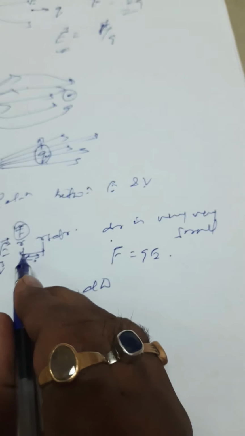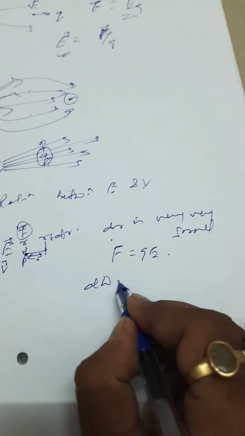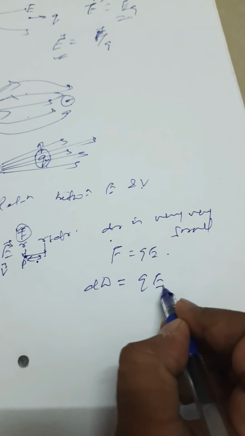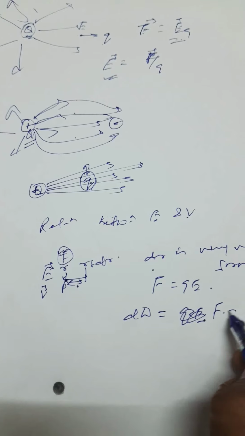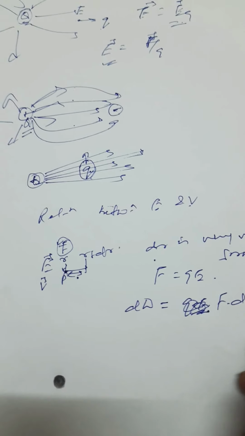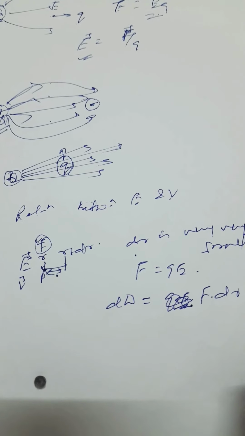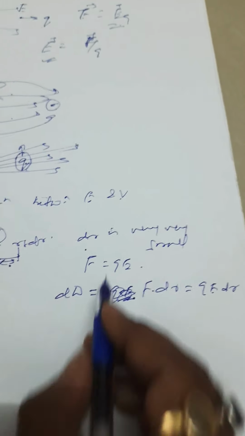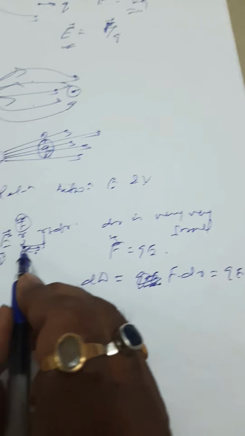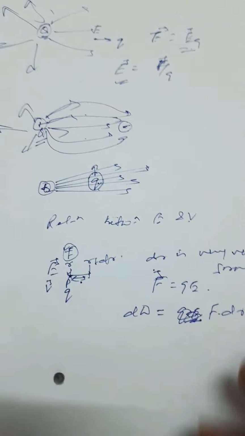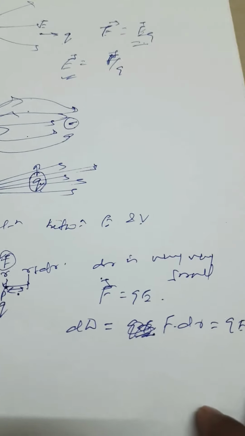In the process, the work done to move the charge from this point to this point will be given by F dot dr, sorry, extremely sorry, F dot dr. Okay, so in the place of F we'll write QE into dr. So we have just assumed a charge Q over here, and it has been displaced from R to R plus dr. So in the process, this is the work done.